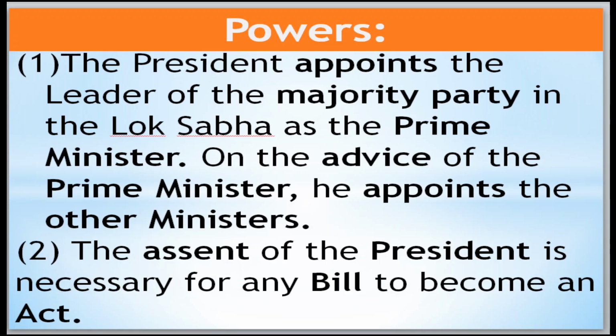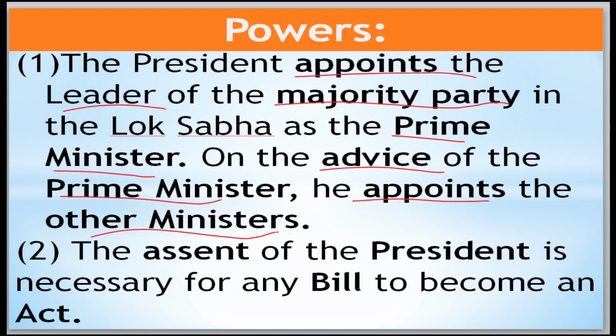Now come to the powers of the president. The president can appoint the leader of the majority party in the Lok Sabha as the prime minister. On the advice of the prime minister, the president can appoint other ministers. The assent means approval. The seal and signature of the president is necessary for any bill to become an act.